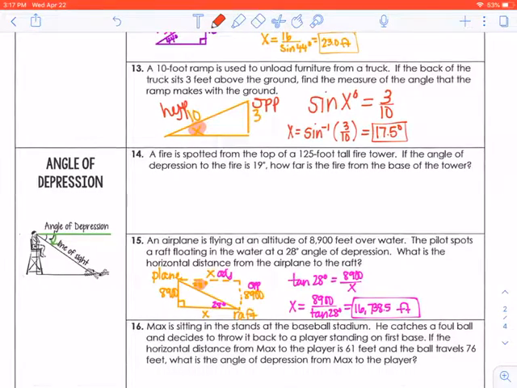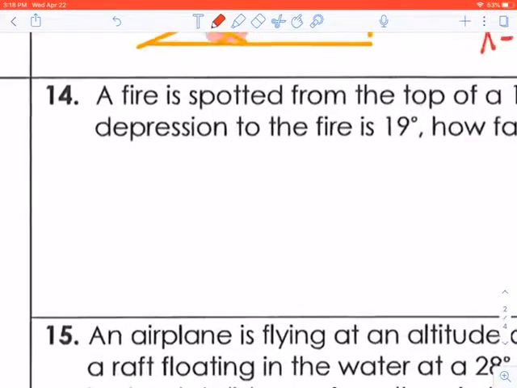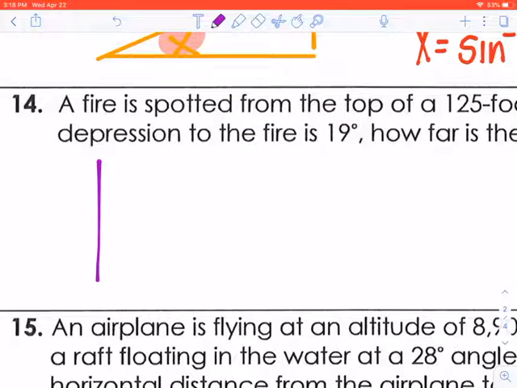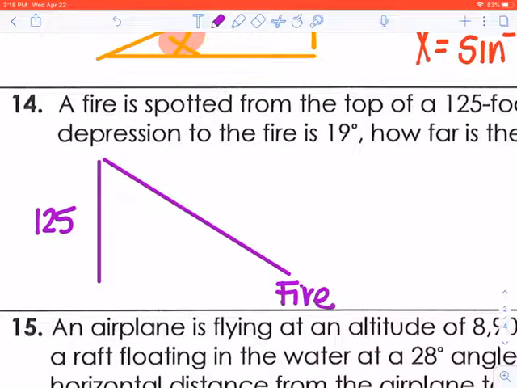All right, last couple. Now we're going to look at depression. So it says a fire is spotted from the top of a 125-foot tall tower. If the angle of depression to the fire is 19 degrees, how far is the fire from the base of the tower? Okay, so you have a tower. I'm going to pick a different color now. This tower is 125 feet tall. And it says the angle of depression to the fire, so let's say the fire is down here somewhere, that angle of depression is going to be 19 degrees.